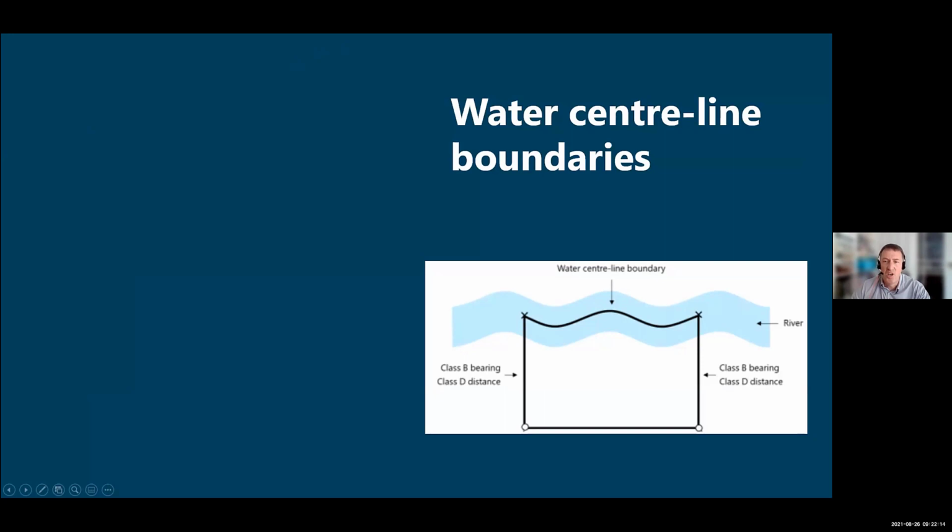We've created a new form of boundary, water centreline boundary. A water centreline boundary must follow the line midway between the landward margins of a stream or riverbed. A previous irregular boundary that followed the centreline of a water body is now considered a water centreline boundary. Previously, water centreline boundaries have been considered as irregular boundaries, and they've been required to be right-lined.